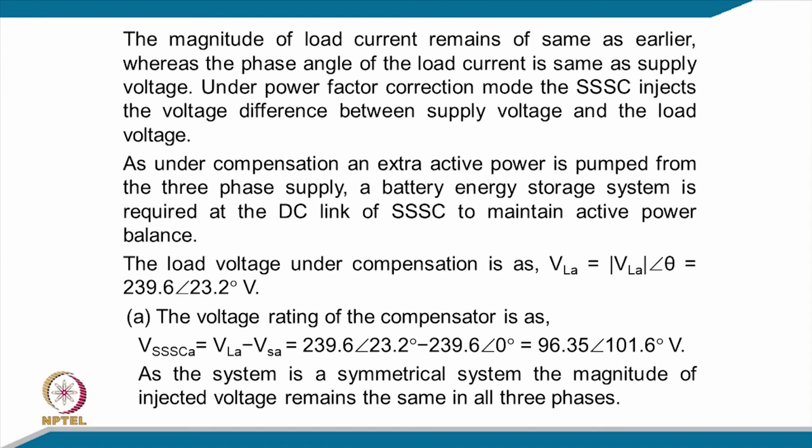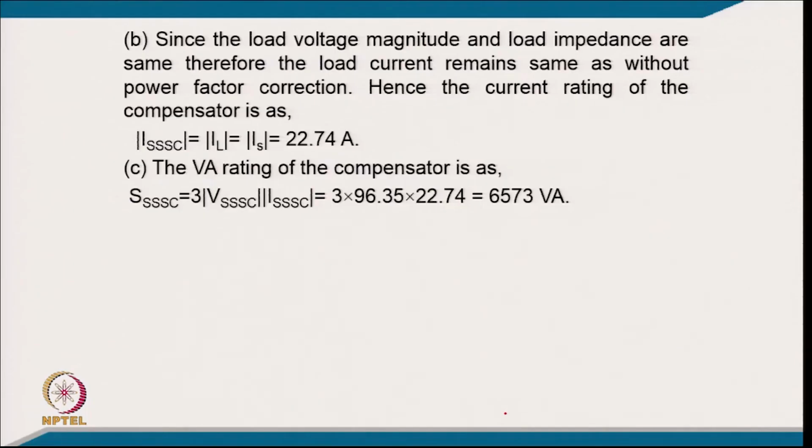As the system is a symmetrical system, the magnitude of injected voltage remains the same for all the 3 phases. So, since the load voltage magnitude and source and load impedance are the same, the load current remains the same as without power factor correction. Hence the current rating of the compensator will be the same, 22.74 ampere, and the VA rating will be 3 times VSC and ISC. So, this is 3 into the voltage 96.35 and current rating of 22.74, that comes to 6573 volt ampere.